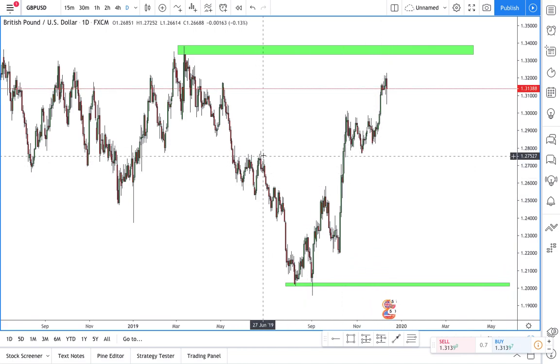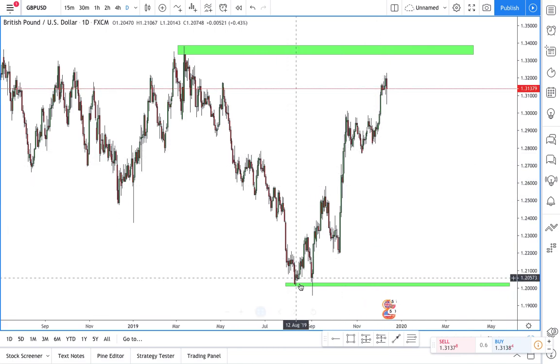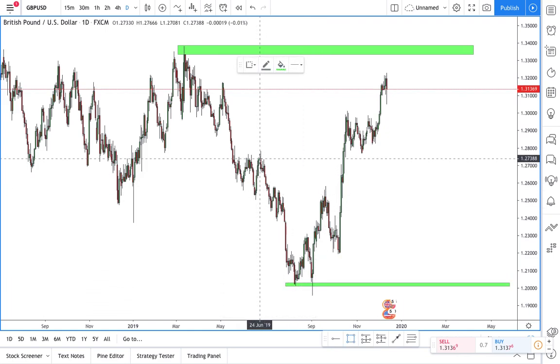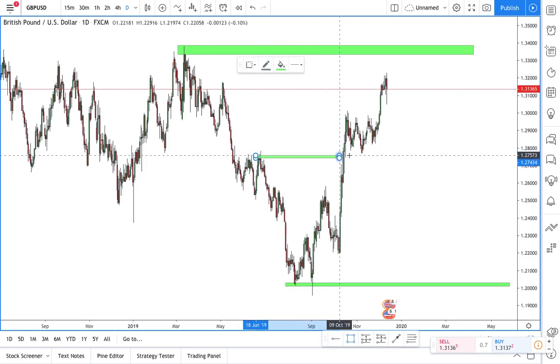Now, what else do we look for in regards to this? As you can see here, we have a zone. Price touched here and moved away really, really sharply. Again, it shows the wicks and shows that it's an important price.